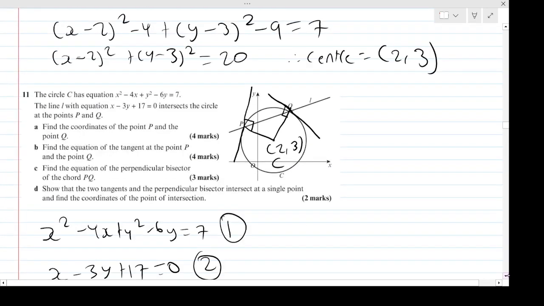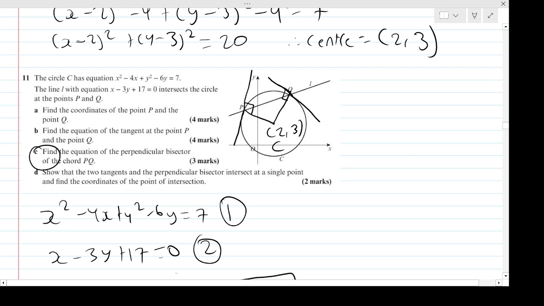So then part C here. Find the equation of the perpendicular bisector of the chord PQ. So again, if I get rid of these radii I've drawn in, the bisector is going to pass through the middle M, and it's going to go through the center, right? Remember, that's a fact we discussed earlier.